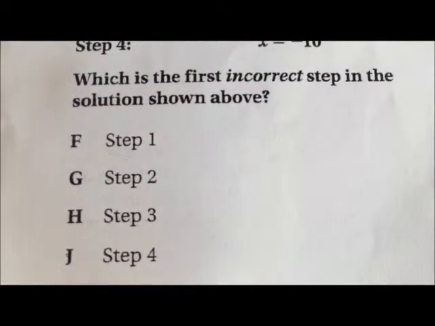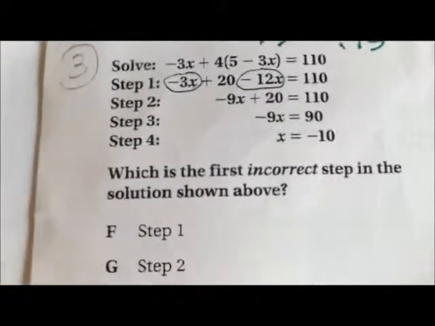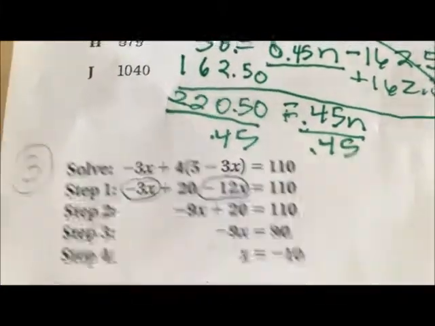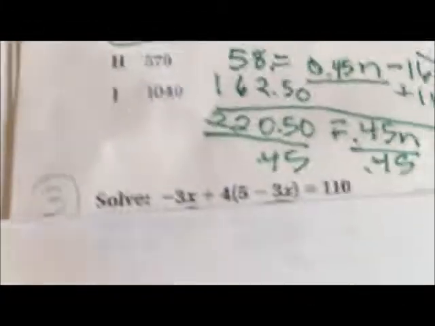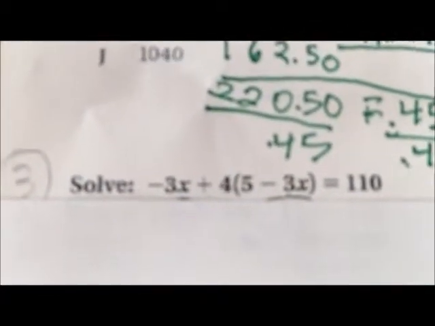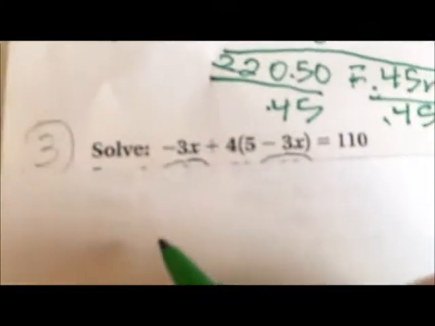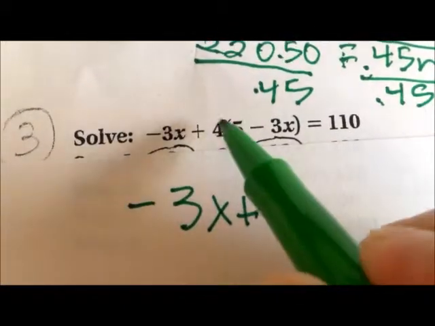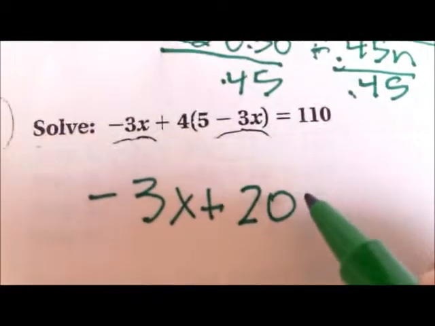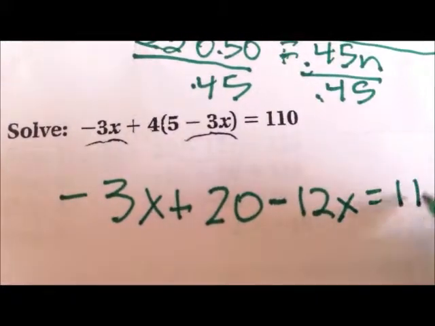Number 3. Which is the first incorrect step in the solution shown above? Now, I think I told you this in class. Rather than looking at these and trying to find the mistake, I like to just do the problem myself and then compare the answers to what they give us. So, here's the problem to begin with. Negative 3x plus 4 times quantity 5 minus 3x. Negative 3x plus 4 times 5 is 20. And then positive 4 times negative 3x is negative 12x, and that equals 110.